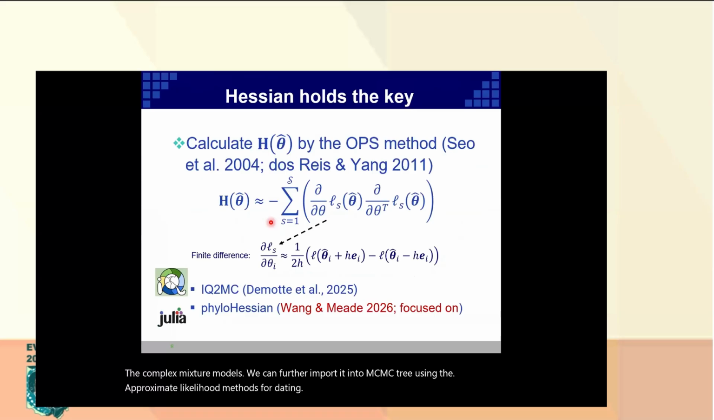So recently, there have been two studies independently done by different groups of people. One is from the IQ tree group. The name of the tool is called IQ2MC. The other from me, collaborating with Andrew Mead, and it's called Phylo hazing. So the idea is to calculate the hazing matrix evaluated at the maximum likelihood estimate of the branch length, theta hat, by using the numerical method called finite difference method.